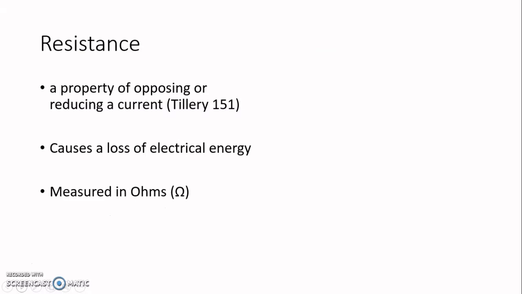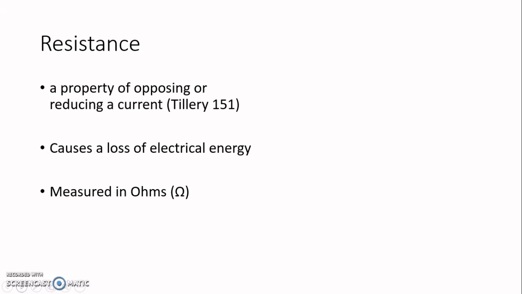There's one more principle that is very important in electric circuits, and that is resistance. Resistance is a property of opposing or reducing a current. If we were talking about, say, moving an object along a floor, then the equivalent of resistance would be friction. Friction opposes motion just in the same way that resistance opposes the flow of charge or electric currents.